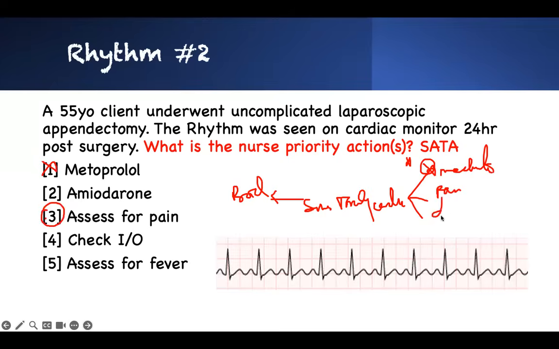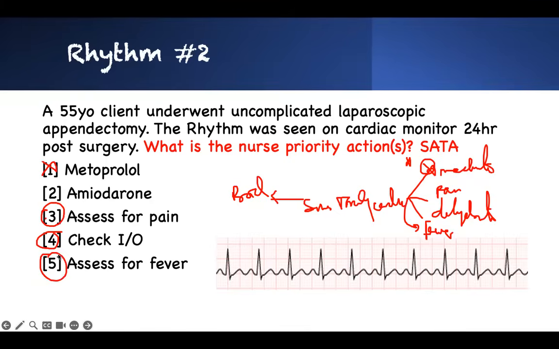Or they are dehydrated. Dehydration is also a cause of sinus tachycardia. If the patient just had surgery, check their intake and output, how much urine they pee, and how much fluid you've given them. It may be fever. Fever is a notoriously early sign that somebody is going to get sepsis, and when they have fever, their heart rate goes up. So assess for fever.